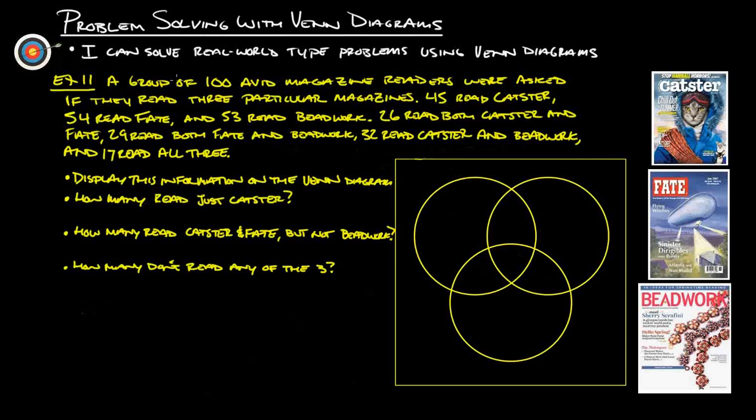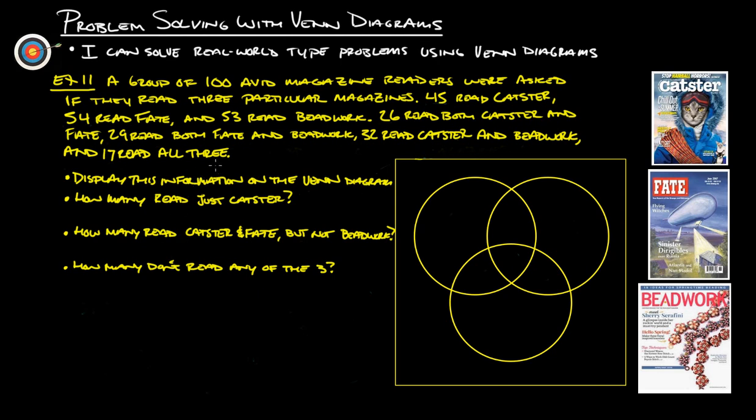Okay, so we have a group of 100 avid magazine readers who were asked if they read 3 particular magazines. 45 read Catster, 54 read Fate, and 53 read Beadwork. 26 read both Catster and Fate, 29 read both Fate and Beadwork, 32 read Catster and Beadwork, and 17 read all 3. Okay, so we're going to want to display this info on the Venn diagram and then answer these questions.